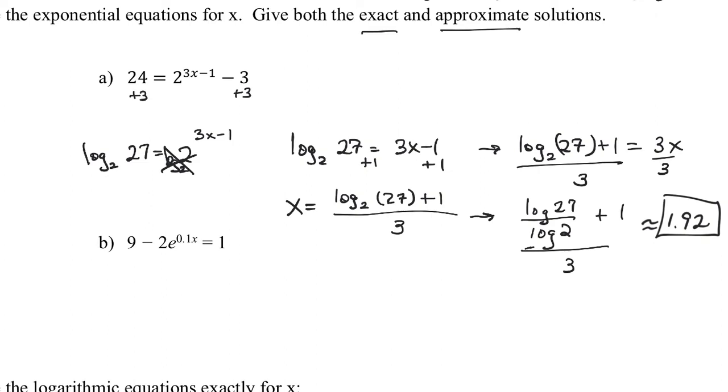Now, part B, also exponential equation. You can tell because we have a base and an exponent, and the variable is in the exponent. The base is e to the 0.1x. Remember, 2 in this case is a coefficient. So when you get rid of this 2, we got to get rid of this 9 in order to isolate the base. So subtract 9 as a first step. Then divide by negative 2.